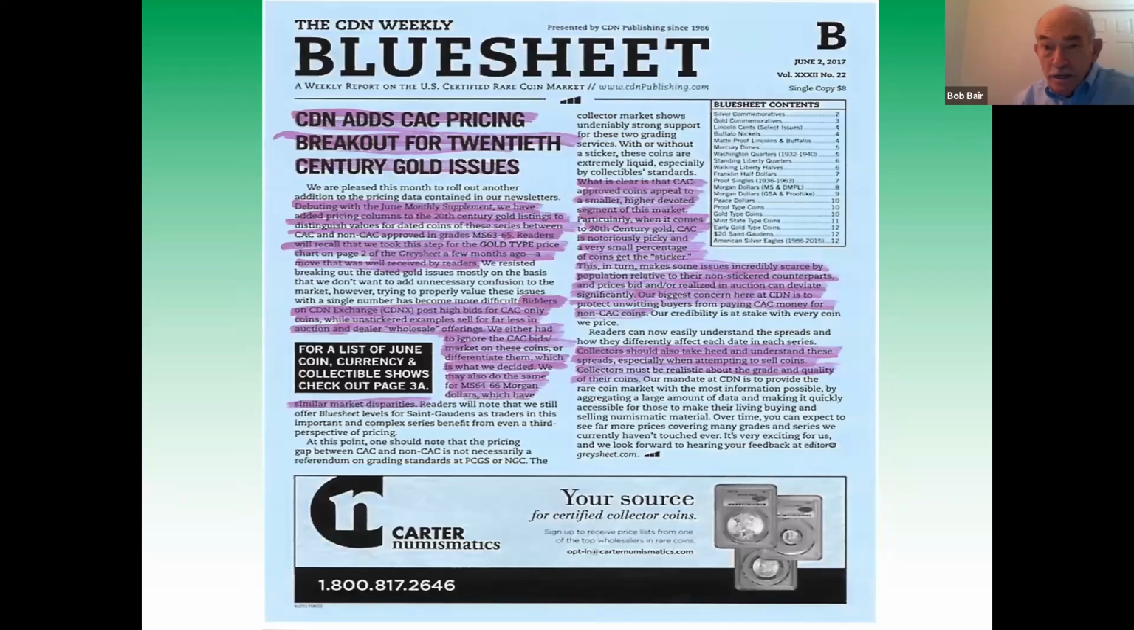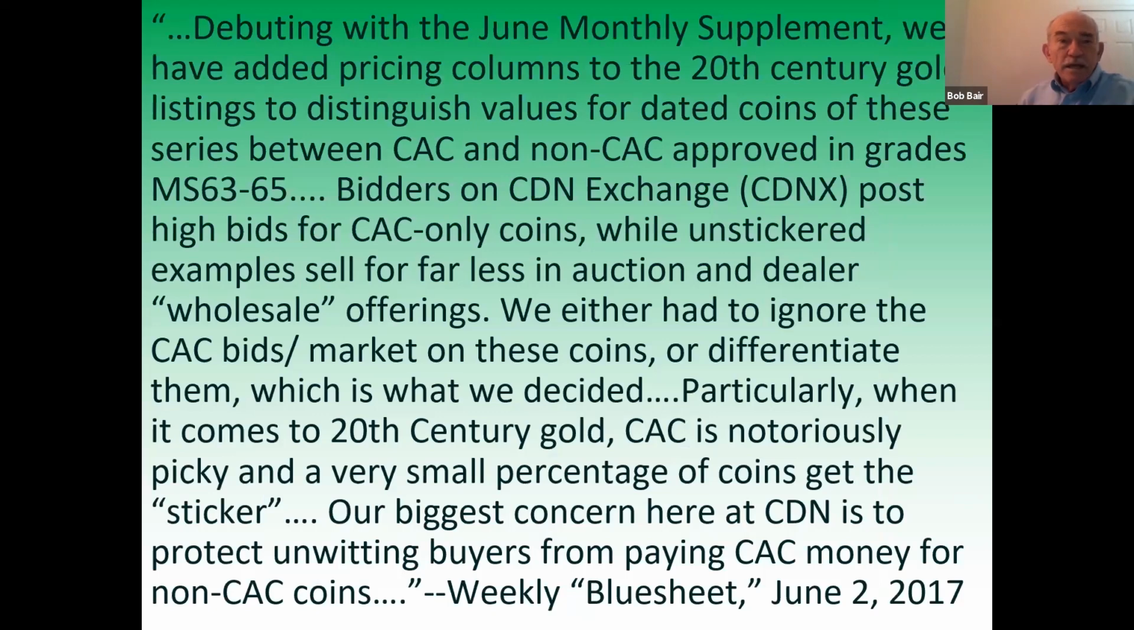Okay, here's Blue Sheet with a bunch of highlighting that you may or may not be able to see, but it's transcribed. Debuting with the June monthly supplement, we've added pricing columns to the 20th century gold listings to distinguish values for dated coins of those series between CAC and non-CAC approved in grades MS 63 to 65. Bidders on CDN Exchange, CDNX, post high bids for CAC only coins, while unstickered examples sell for far less in auction and dealer wholesale offerings.